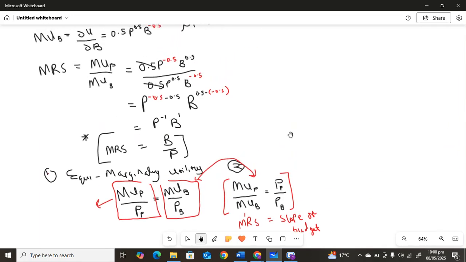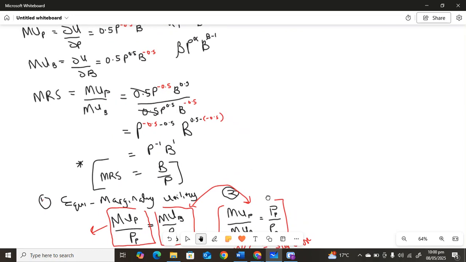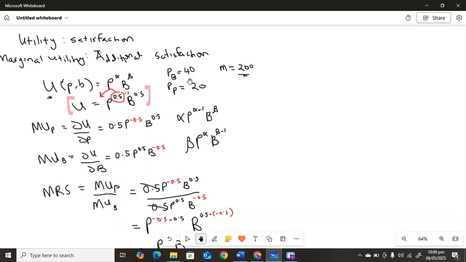So if we come back to what we were looking at earlier on, we've already got our marginal rate of substitution. It's B over P. Now we need to get our slope. That's why I added this information here. The price of beef, 40 kwacha. The price of pork, 20 kwacha. The income, 200 kwacha. So you have 200 kwacha and you want to say how much pork and beef can I buy so that I get the most satisfaction out of your money.